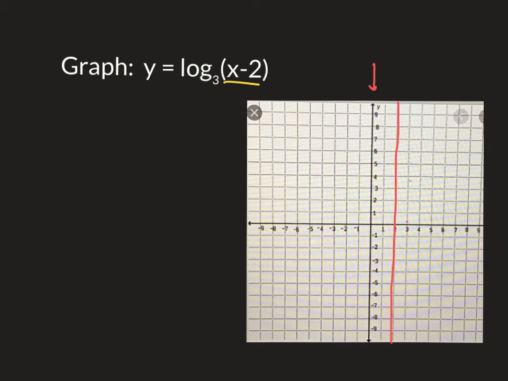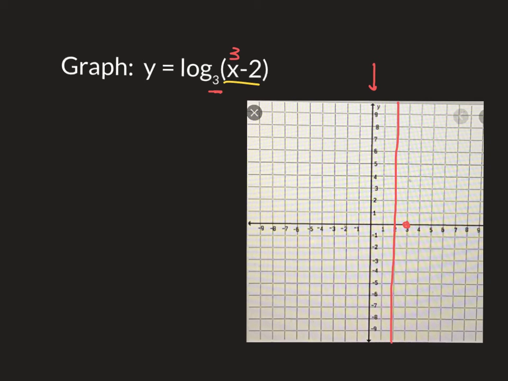We almost always put our first point right there, 1 away, because 3 to the 0 power is 1. That point right there, think about this. If you put in 3 for x, which I'm doing right there, if you work out 3 minus 2, that would be 1, and log base 3 of 1 would be 0. So that's why that point will always work. And this has not been shifted up or down.